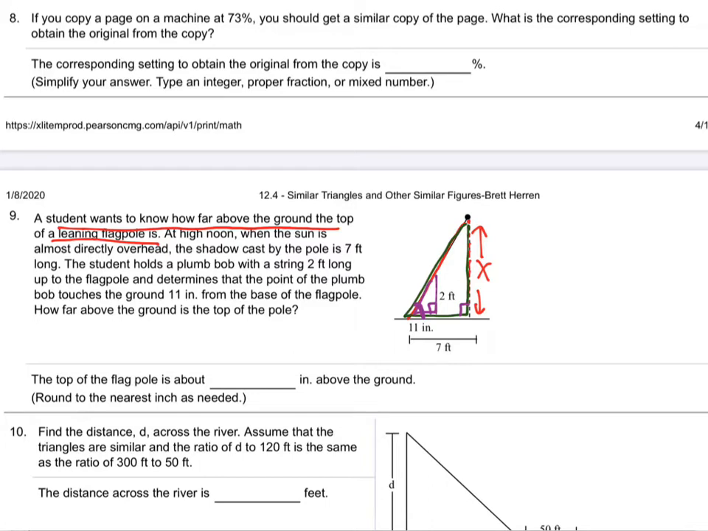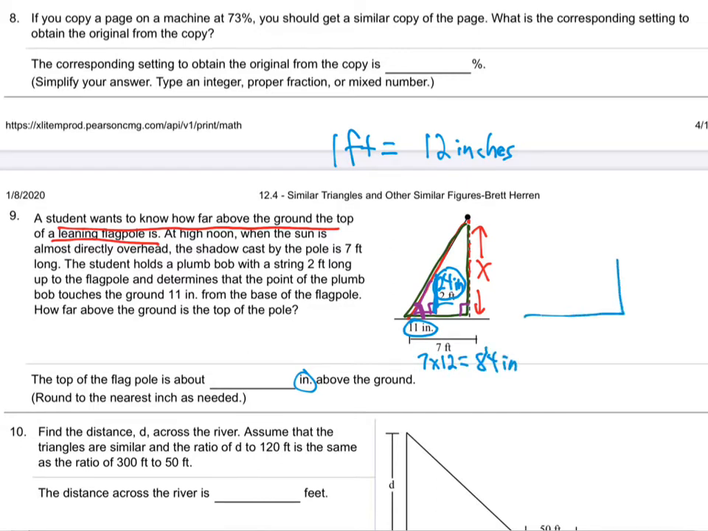So let's do it. First off, notice that this is in inches, and they want the answer in inches in the end. So let's get everything else in inches. So 2 feet is going to be 24 inches, right? Because 1 foot is 12 inches. Remember that? So I just took this 2 feet and multiplied by 12 inches in each one of those feet to get 24 inches for this piece here. And then 7 times 12, this is 84 inches.